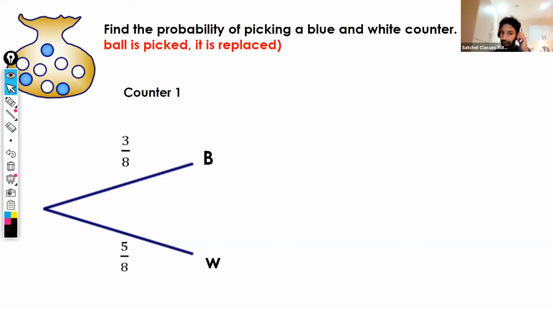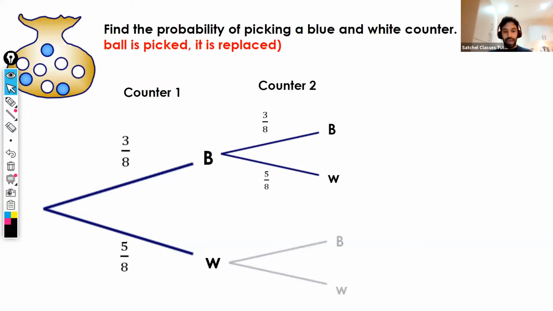Now, it says each time the counter is picked, it is replaced. So we take it out and then we put it back into the bag. So if we were to pick the second counter, again, the probabilities will still be the same because the number of counters in the bag hasn't changed. So once again, the probability of blue is going to be 3 out of 8, and the probability of white is going to be 5 out of 8. And likewise down here. So what are our outcomes? We can have blue, blue, we can have blue, white, we can have white, blue, and we can have white, white.